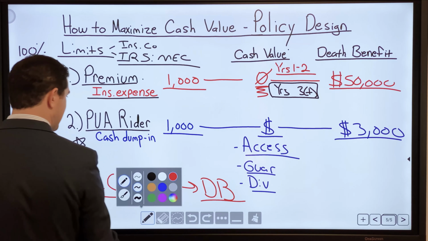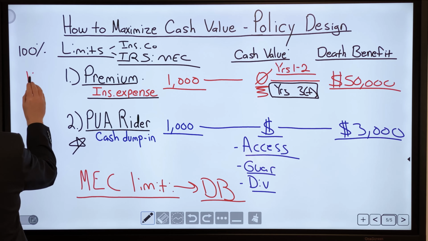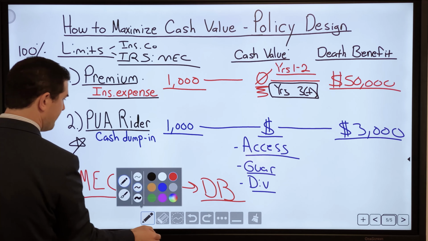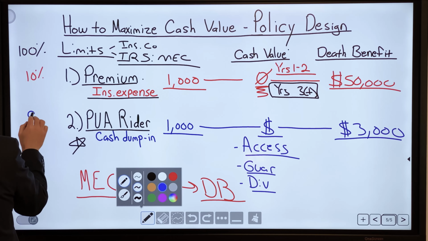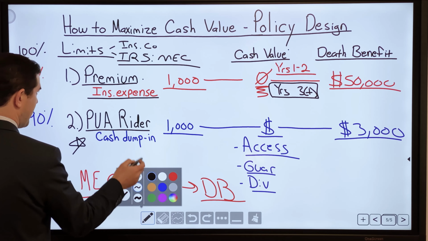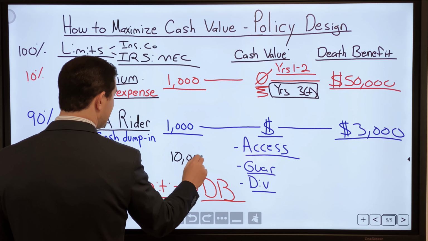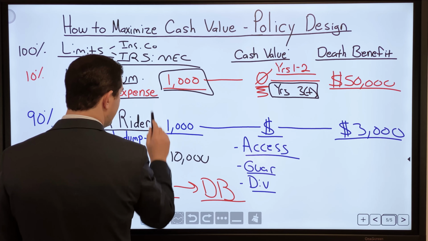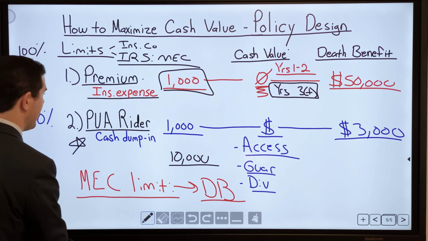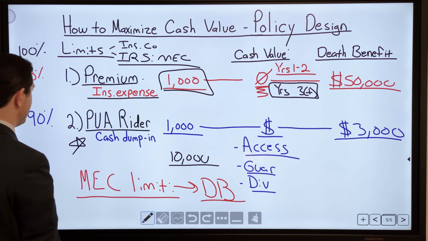Now, in respect to how much money can go towards premium and PUAs, 100% depends on the company. We see a lot of companies offer this 10/90 split, meaning if I want to put $10,000 per year into a policy, or if I have a $1,000 minimum premium, I have the ability to go up to $10K.